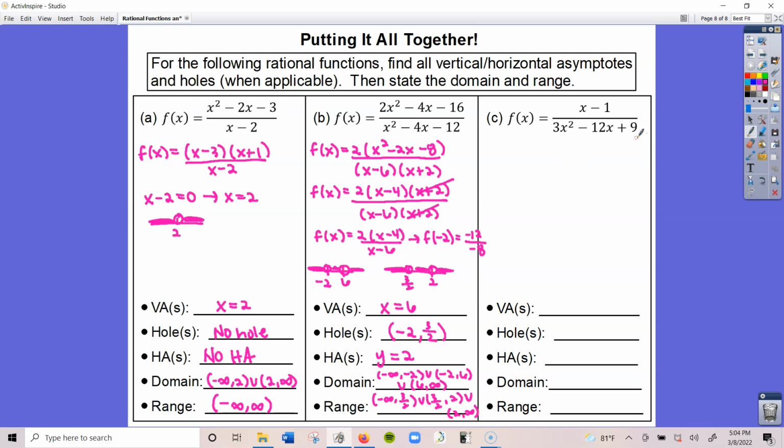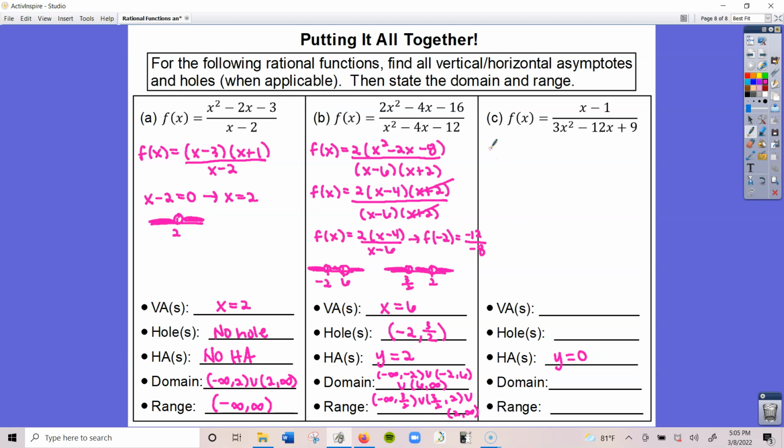For this last one, we have f of x is equal to (x - 1) over (3x squared minus 12x plus 9). I'm going to compare the degree of the numerator with the degree of the denominator so I can get my horizontal asymptote. Since the degree of the numerator is 1 and the degree of the denominator is 2, 1 is smaller than 2, therefore I have a horizontal asymptote at y equals 0.